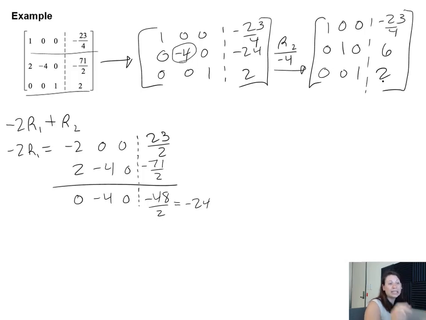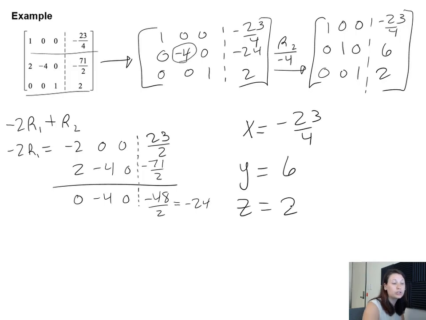So right here, we can literally look at this matrix and pull out our solutions. So x is equal to -23 fourths, y is equal to 6, and z is equal to 2. Okay?